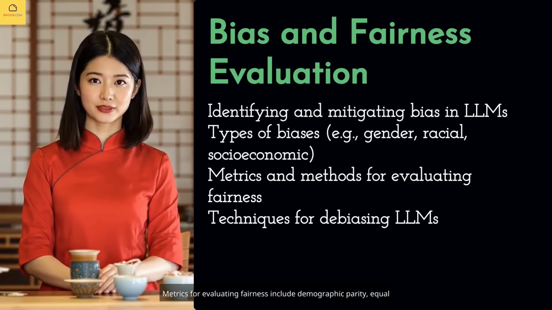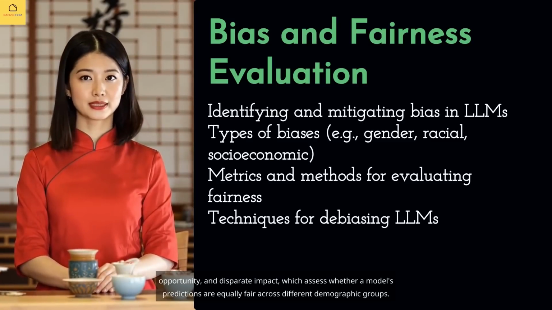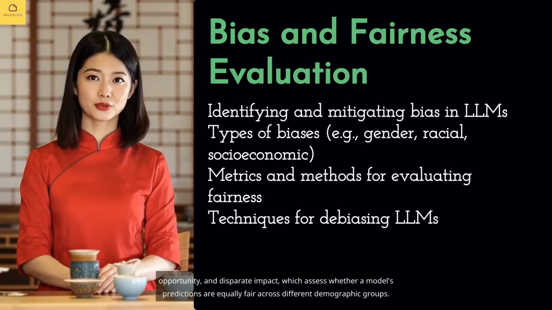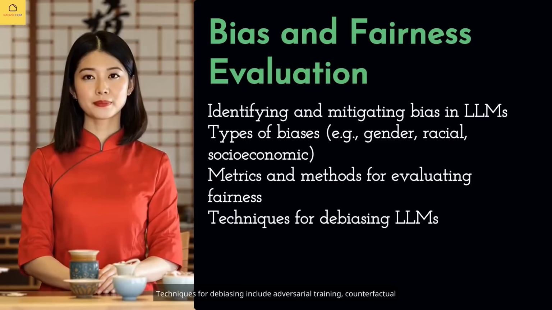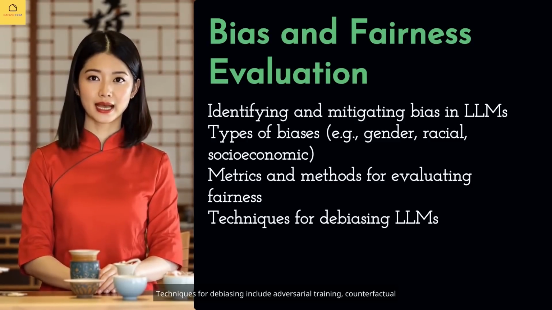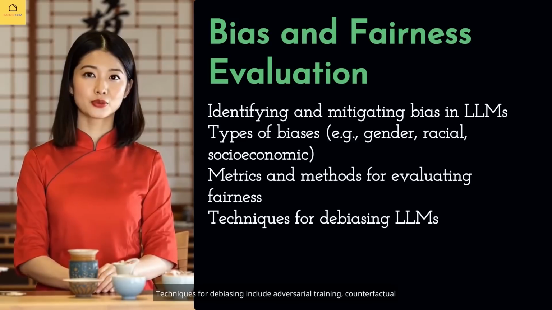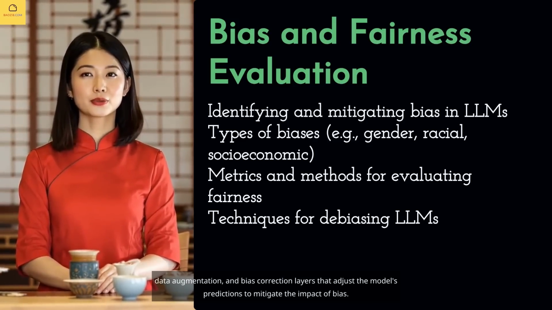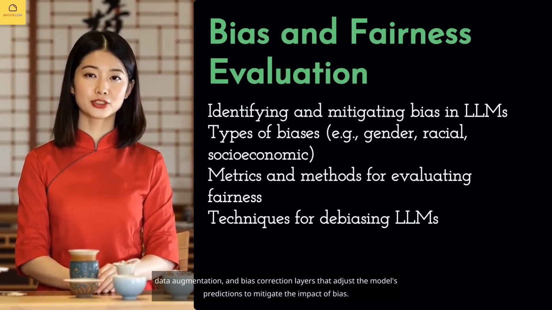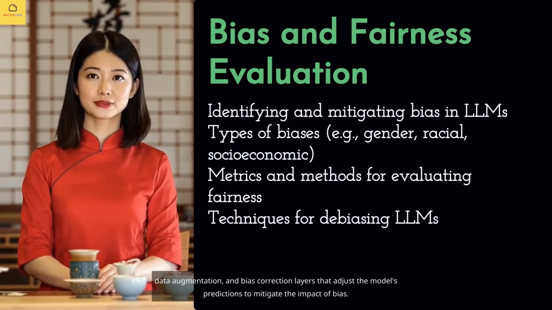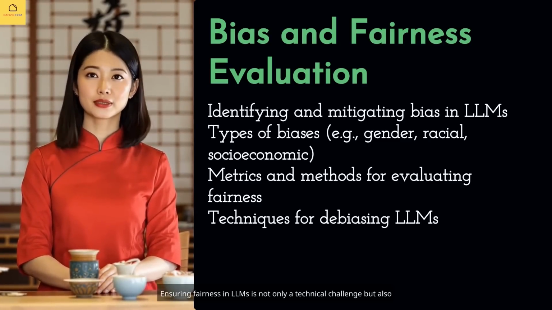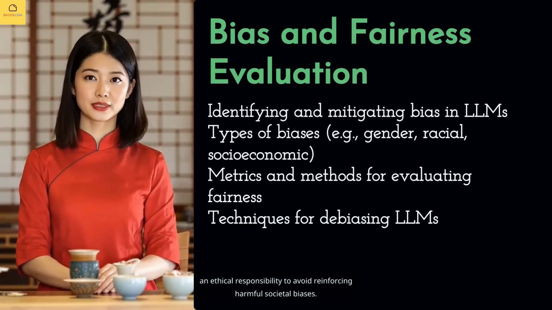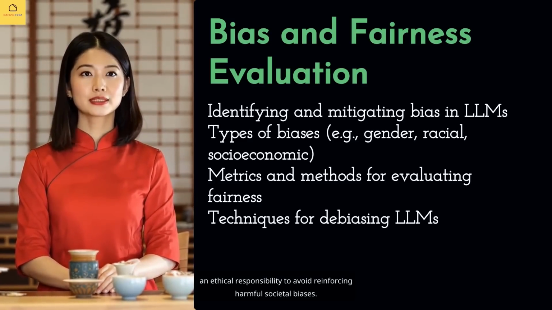Metrics for evaluating fairness include demographic parity, equal opportunity, and disparate impact, which assess whether a model's predictions are equally fair across different demographic groups. Techniques for debiasing include adversarial training, counterfactual data augmentation, and bias correction layers that adjust the model's predictions to mitigate the impact of bias. Ensuring fairness in LLMs is not only a technical challenge but also an ethical responsibility to avoid reinforcing harmful societal biases.